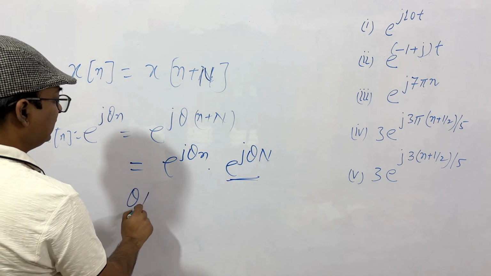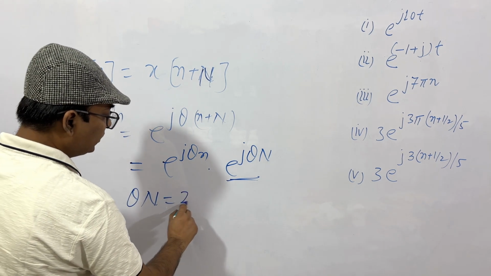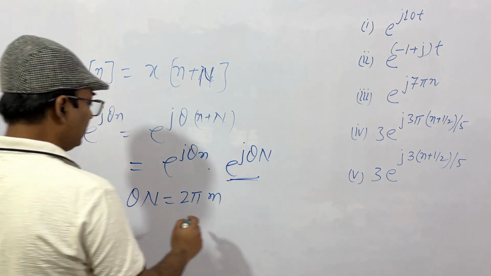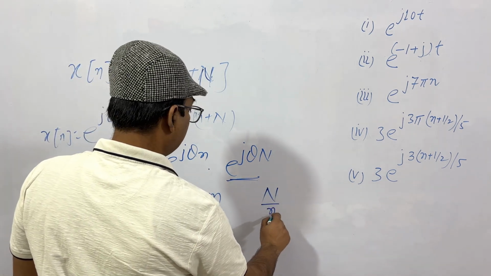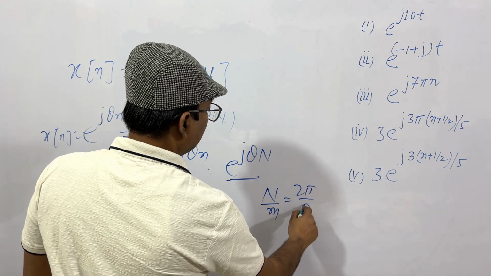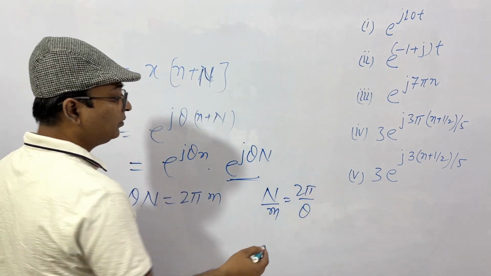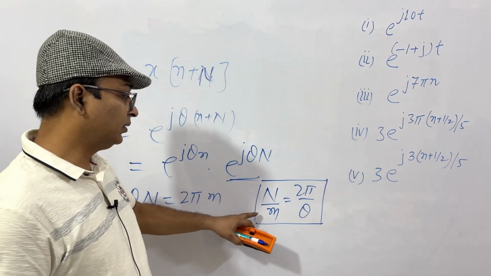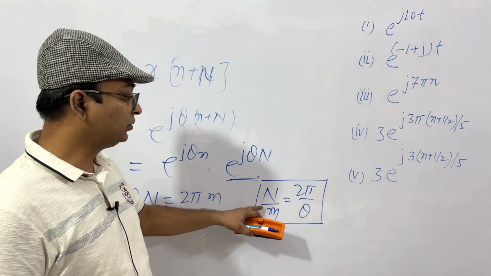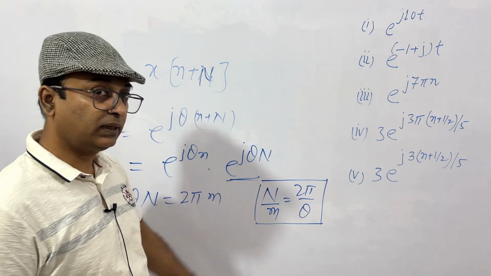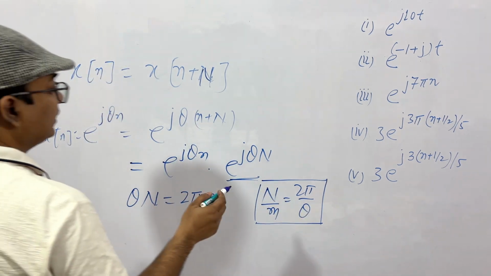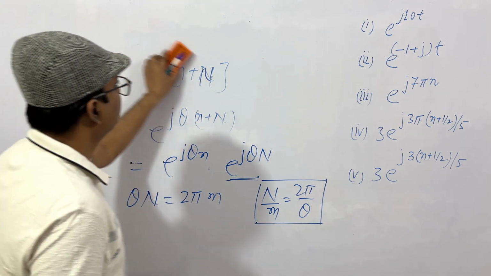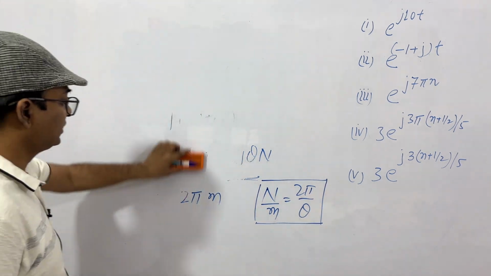So theta N will be equal to 1 for 2 pi m. In case of discrete signal, we know it has to be a multiple of this, and from here we get N by m is equal to 2 pi by theta. Now you know the signal will be periodic only when this ratio is rational, and the lowest ratio, N by m equal to, let's say, k, will give us the values of N and m, the fundamental period. So this is the theory behind this. Let's try to solve these questions.